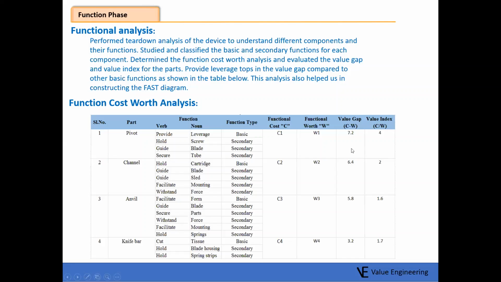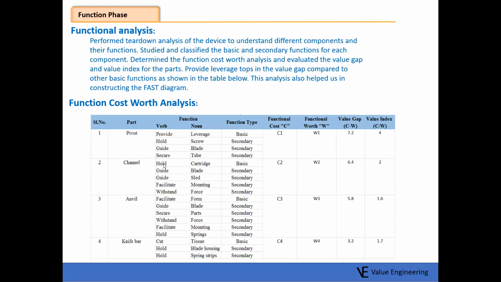It is 7.2 for the pivot, 6.4 for the channel, and the bar is the component that will cut the tissue, and there is a value index. If you see here, we have a very good opportunity in the pivot. The pivot's cost worth analysis value index is 4. So first we took this pivot for our next analysis.